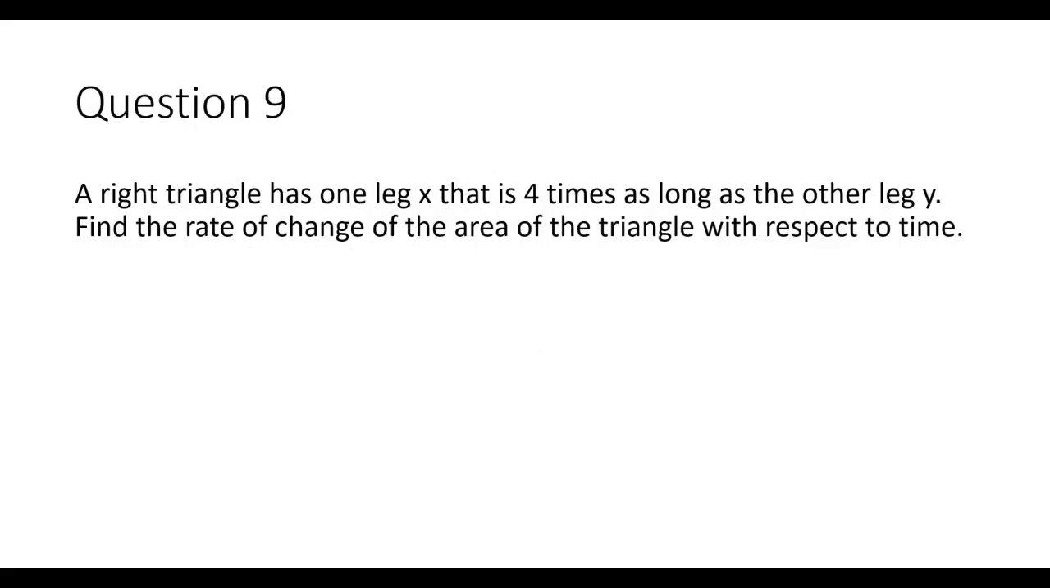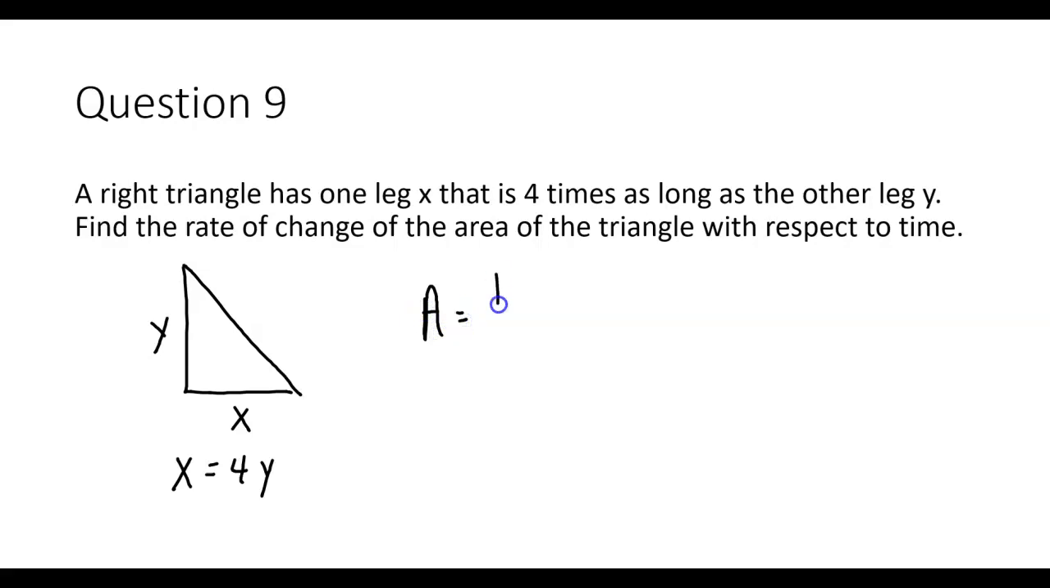Here's another one. A right triangle has one leg, x, that is 4 times as long as the other leg, y. So we've got a right triangle here, x and y, and apparently x is 4 times as long as y. Find the rate of change of the area of the triangle with respect to time. Now, as you guys know, the area of a triangle is 1/2 base times height.